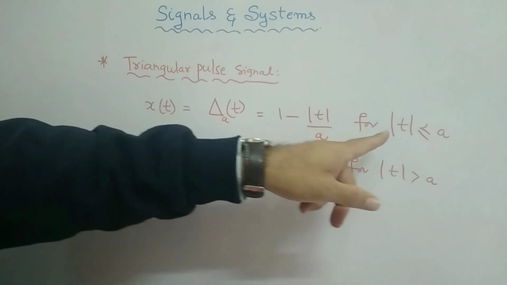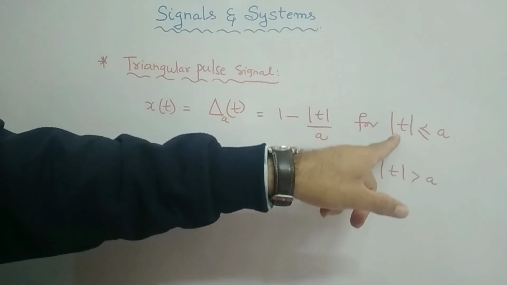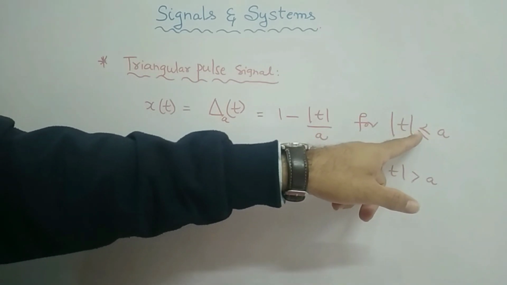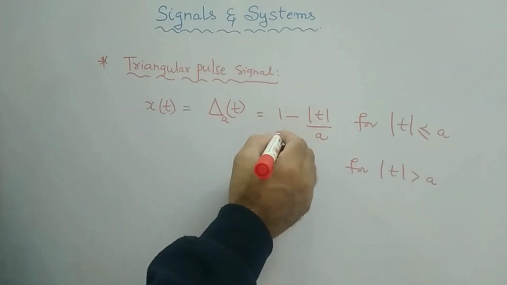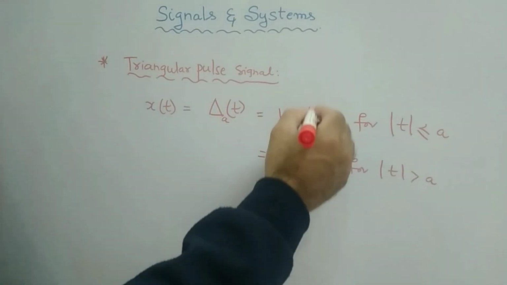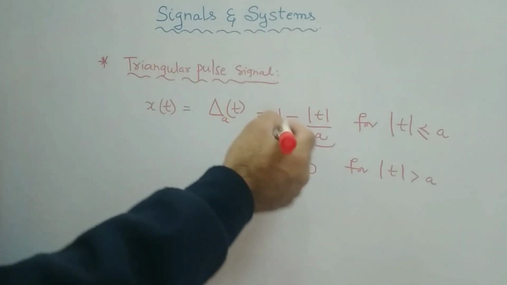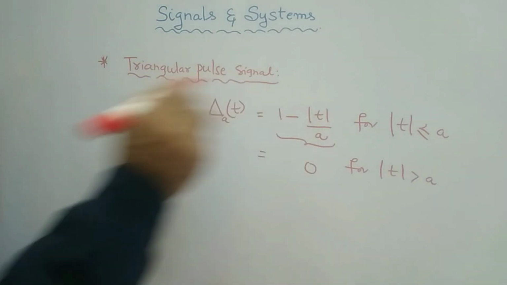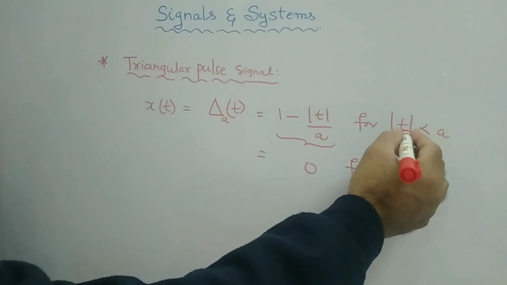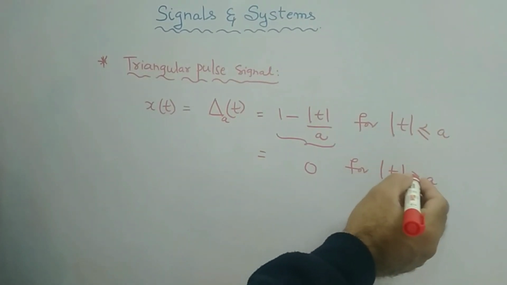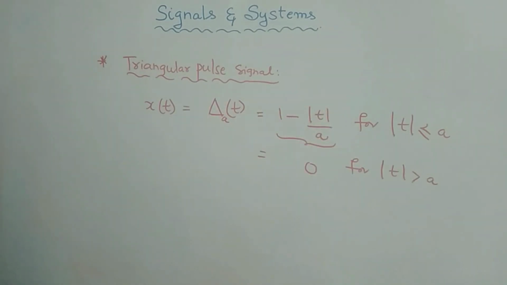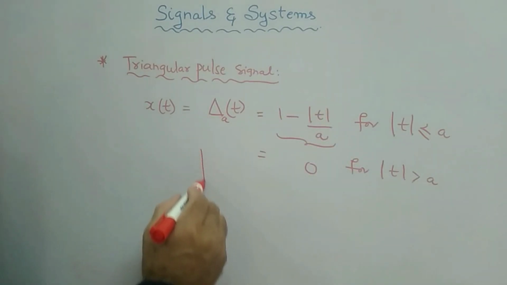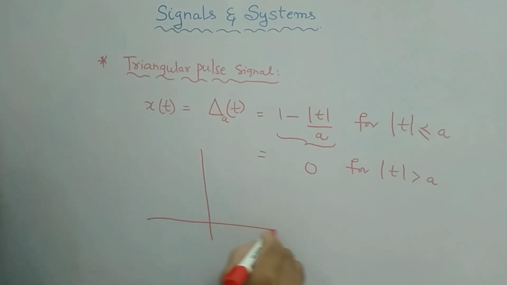Means for this limit, magnitude of t less than or equal to a, your x of t will be defined as 1 minus magnitude of t by a. That is the definition of this triangular pulse signal. And if t is greater than a, your x of t becomes 0. And how can this be represented? Very simple.